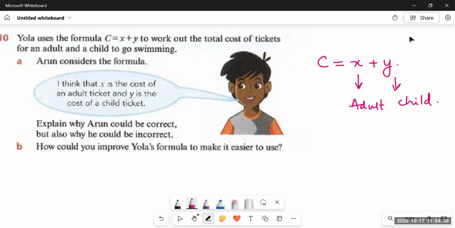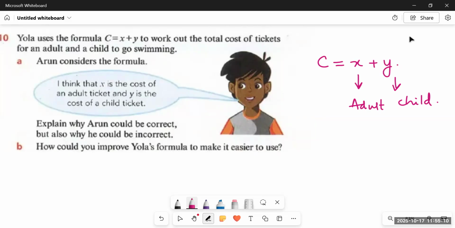Okay. So Arun could be correct. Yes, that's completely possible because we can suppose the ticket of an adult with any variable, any letter, and that of a child with any other letter. That's all. But also why he could be incorrect: maybe in the question somebody has supposed the value of an adult ticket to be y and that of a child ticket to be x.